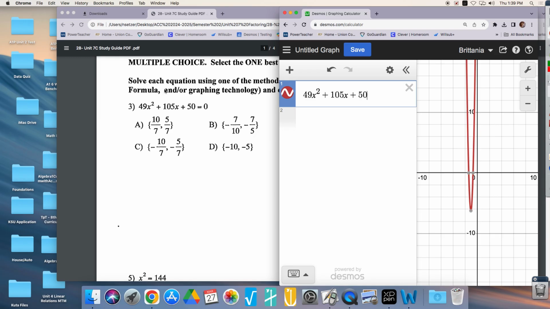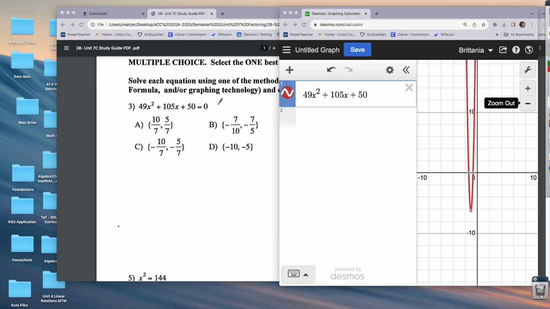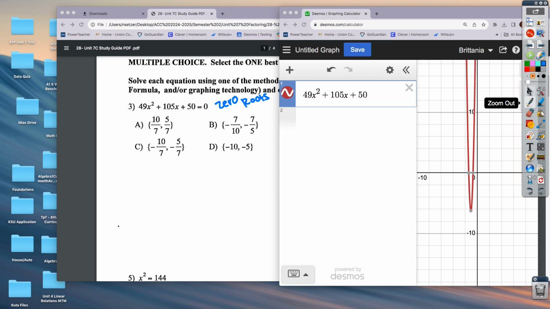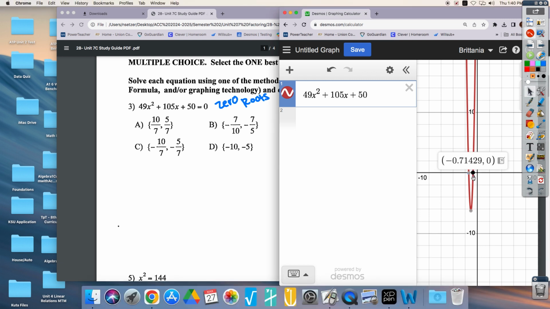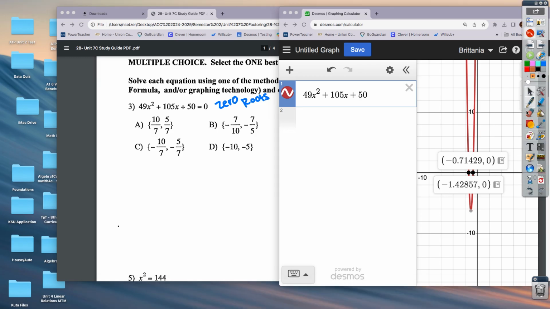When it tells me to solve, remember I'm solving for the zeros or the roots, the x-intercepts, right? So here and here. So I'm going to look at those two places right there where I see my parabola. So I've got my two answers. I see that they're both negative, which means that anything that's not both negative would be wrong.